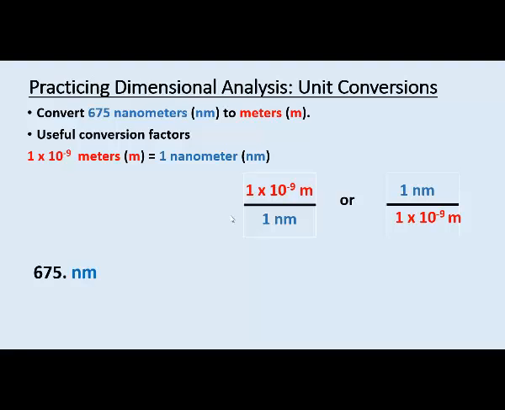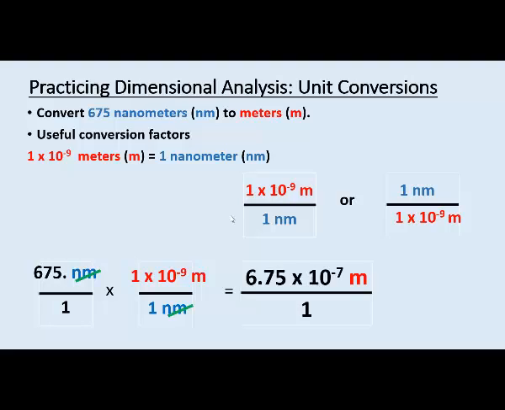So I start with the 675 nanometers as my initial number with its units that I want to cancel. I write that as a fraction to stay in good habits. And then I'm going to multiply that by one of my conversion factor fractions that will cancel out my units. So I want the nanometers in the denominator. So I have 1 times 10 to the negative 9 meters over 1 nanometer. I can see now my nanometers will cancel just like an algebraic variable here. And I would end up with units of meters. So this would give me 6.75 times 10 to the negative 7th meters.